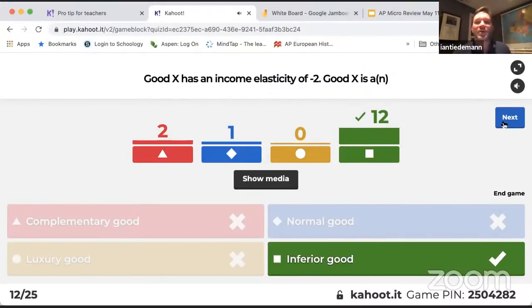All right, negative income elasticity is an inferior good. So if your income goes up, then you're going to buy less of it.